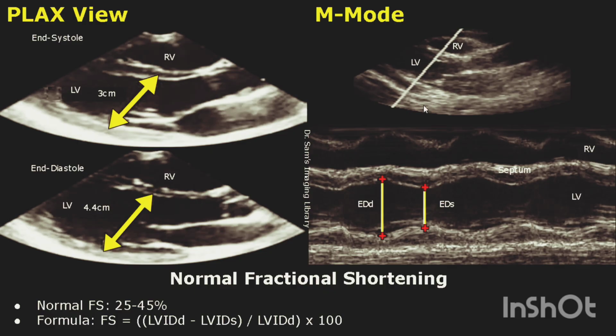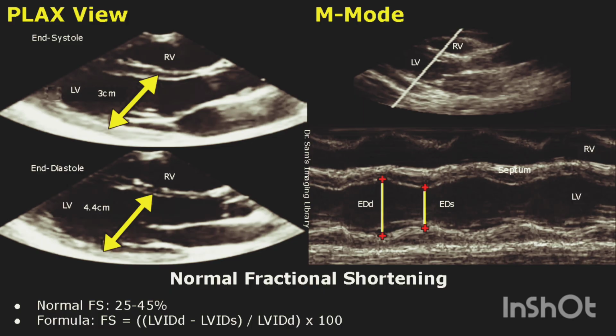These can be measured on M mode. Place the M mode cursor just below the mitral valve tips. You can measure the widest and narrowest regions in the M mode representation of the left ventricle in this manner. So these values are used by the machine to automatically calculate fractional shortening.